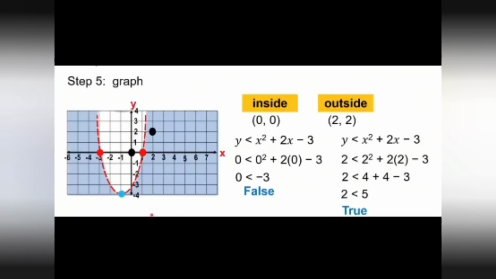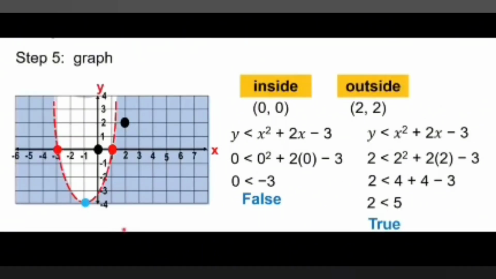And then we can identify that the shaded part is the one that is true, which is the outside. In conclusion, the shaded part is the outside, and that's how you solve quadratic inequality in two variables.